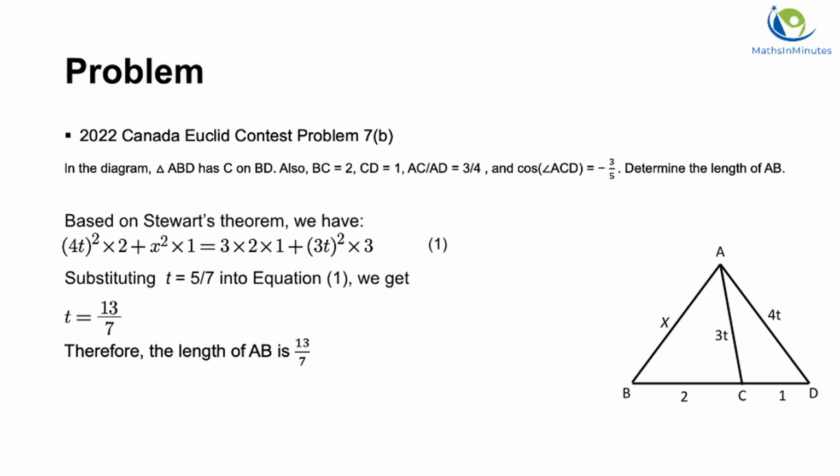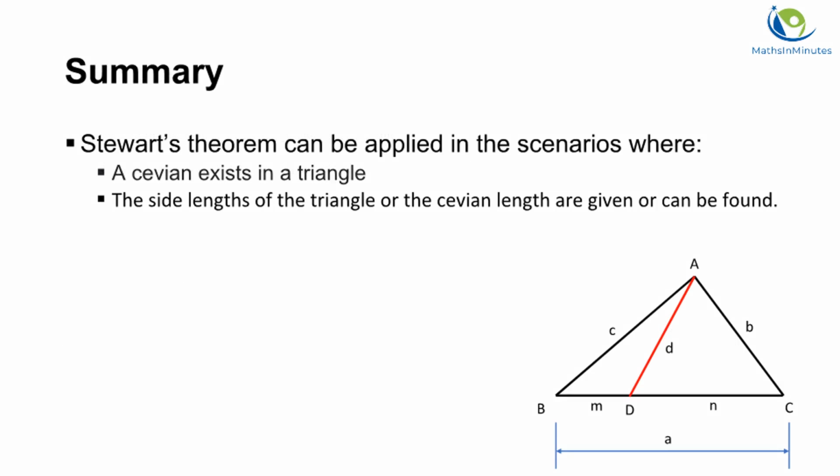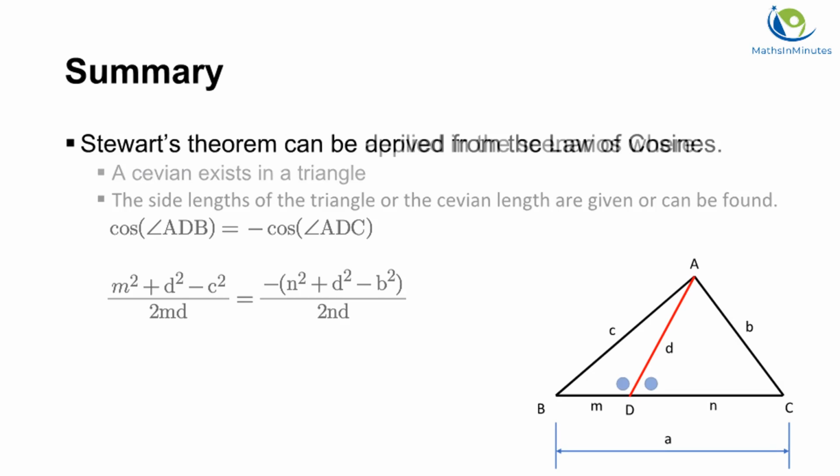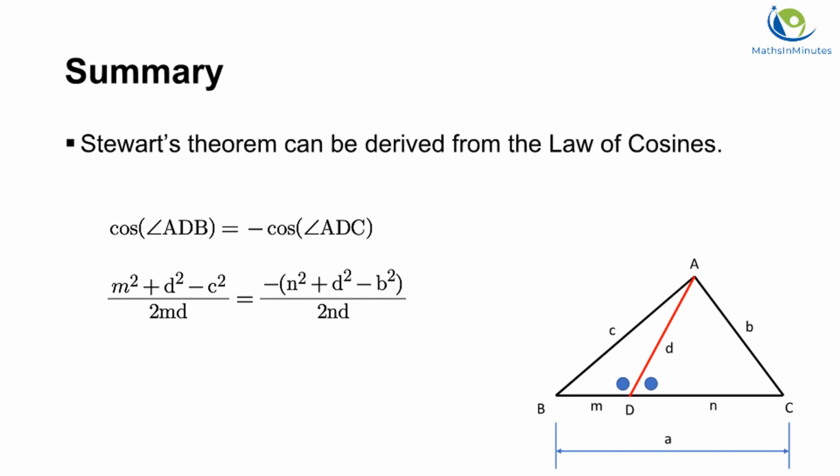By substituting the value of t into Stewart's equation 1, we can get the value of x, 13/7, which is the length of AB. In summary, Stewart's theorem can be used to solve geometry problems where a cevian exists in a triangle, and the side lengths of the triangle are given or can be found. If you do not remember Stewart's formula, you can derive it by applying the law of cosines on the two triangles separated by the cevian.